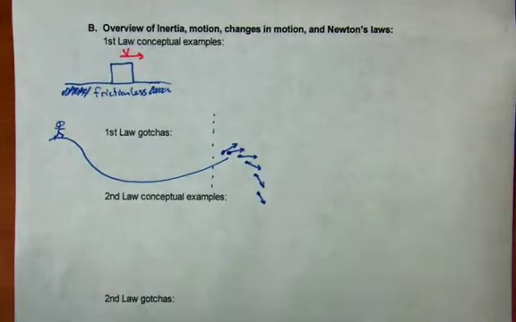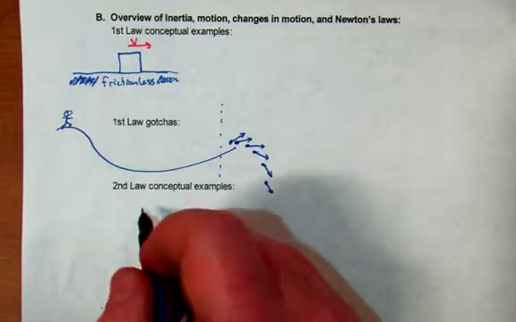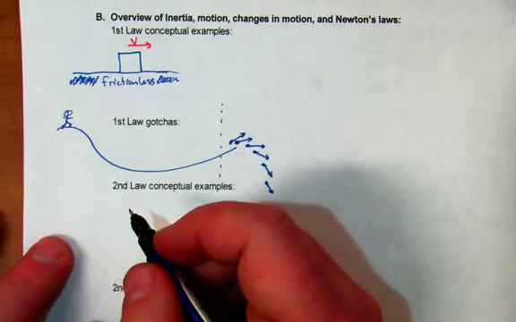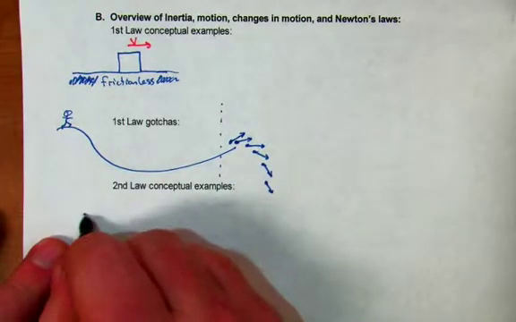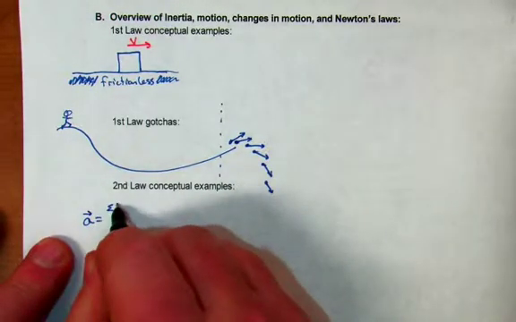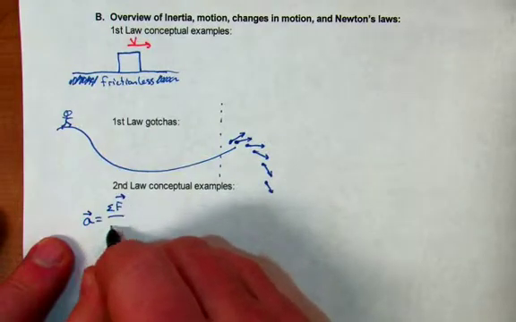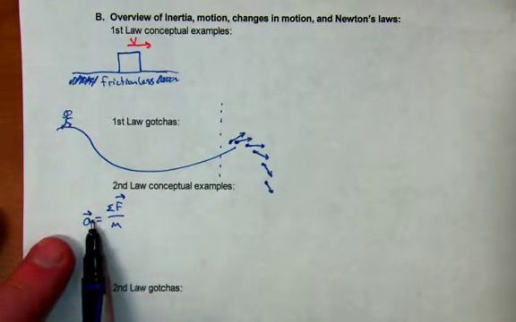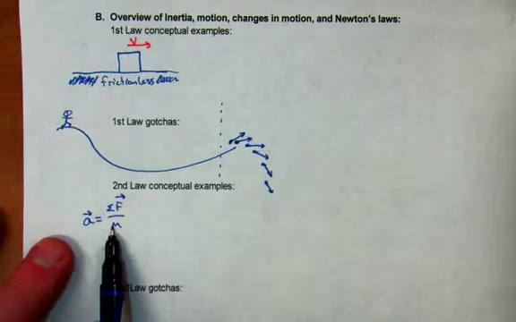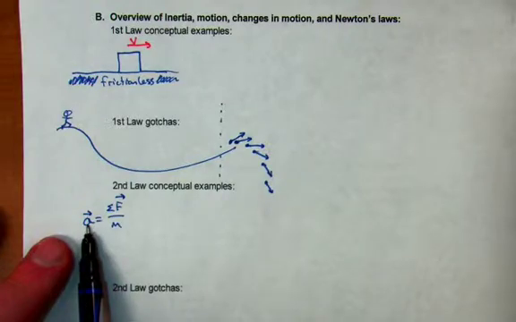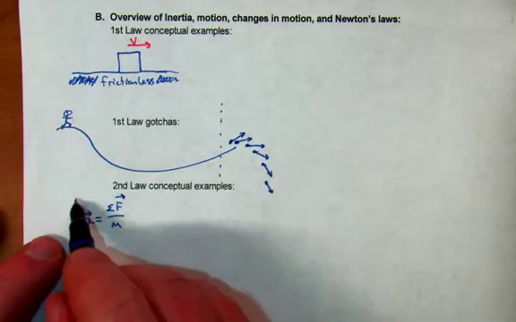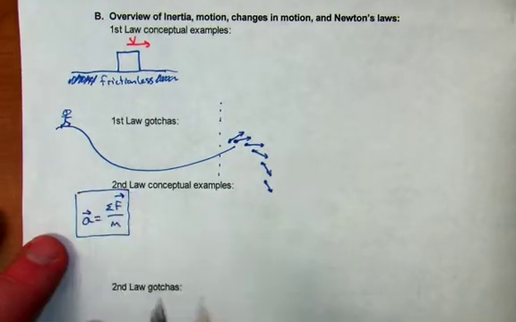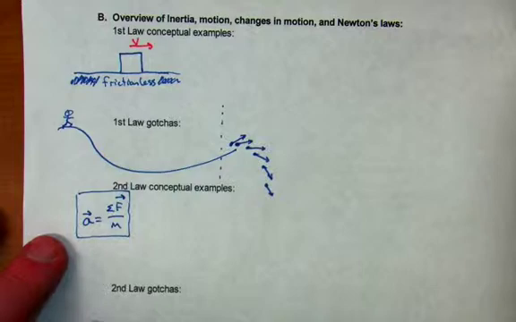Now, second law, conceptual examples. Conceptually, I might ask you something like, if you double the net force on an object, how does that affect its acceleration? Well, I refer you back to this, which is my favorite way of writing Newton's second law to think about, and you can see the proportionality here. If I double the net force, I will double the acceleration. Whereas if I double the mass, I will cut the acceleration in half. If I cut the mass in half, then I'll double the acceleration. So you want to be able to think about Newton's second law in those terms for conceptual type problems.